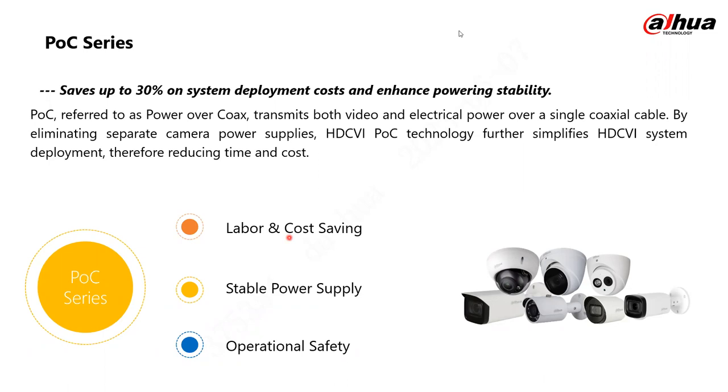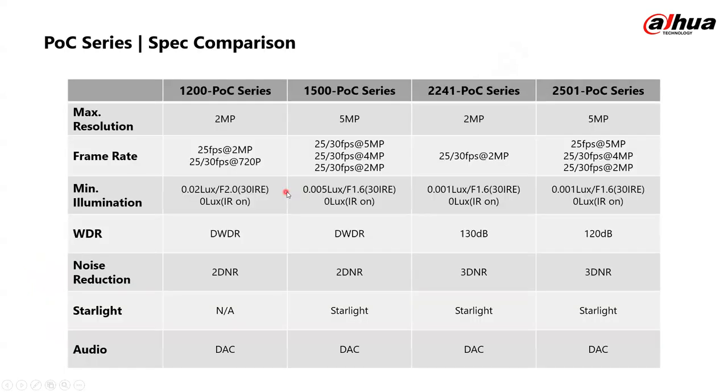Apart from that, this POC series supports a stable power supply, that is a 12 volts power supply directly to the cameras, not going up or going down. Then again, operational safety for the users, and at the same time operational safety for the products. We'll take a look at all these three in the coming slides. So comparisons, I'm going to leave this with you. Take a look at them when I share the product file.